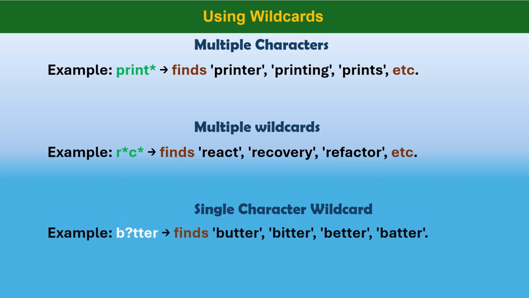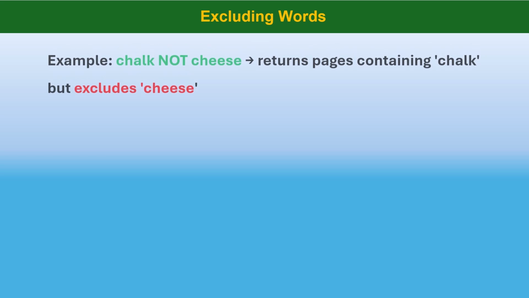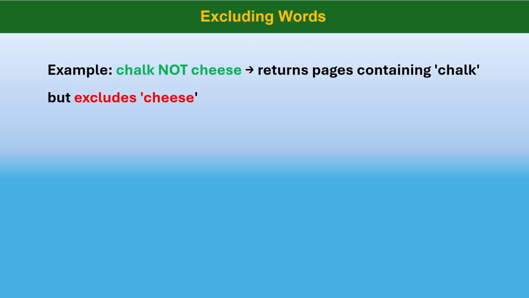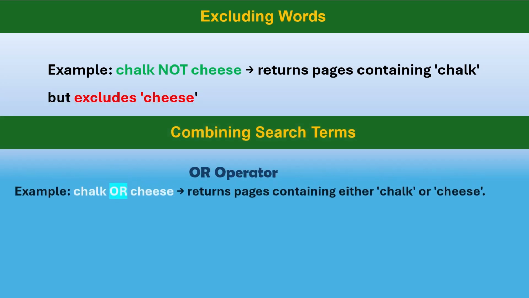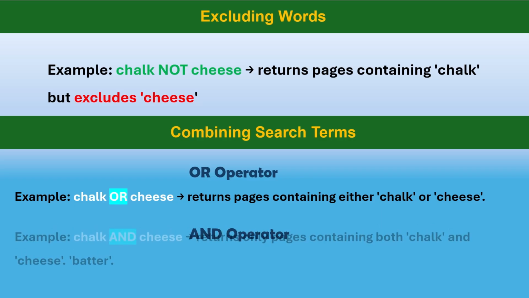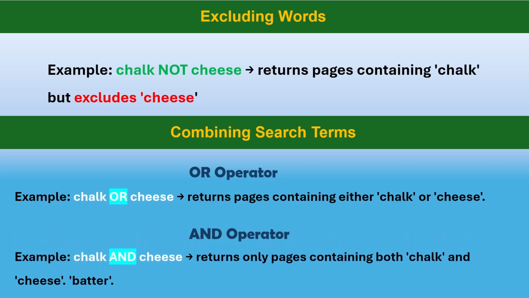Sometimes you want to filter out certain words from your search results. Use NOT before a word to exclude it. For example, chalk NOT cheese returns the pages containing chalk but excludes cheese. Finally, you can combine the search terms using logical operators. Chalk OR cheese returns the pages containing either chalk or cheese, and an operator like chalk AND cheese returns only the pages that contain both chalk and cheese.